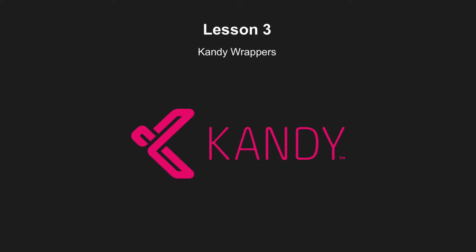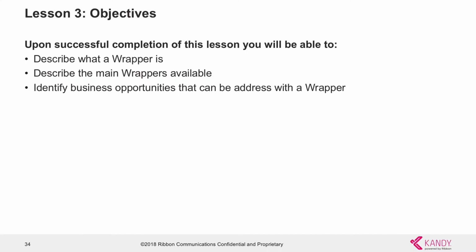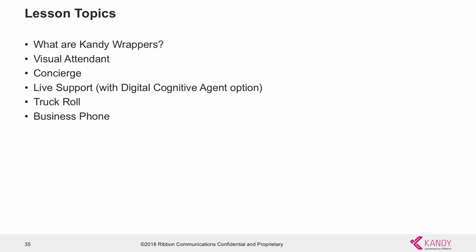Lesson 3: Kandy Wrappers. Upon successful completion of this lesson, you will be able to describe what a wrapper is, describe the main wrappers available, and identify business opportunities that can be addressed with the wrapper. During this lesson, we will be covering what Kandy wrappers are, and then we'll provide details on the available wrappers: Visual Attendant, Concierge, Live Support, including the Digital Cognitive Agent optional component, Track Roll, and Business Phone.